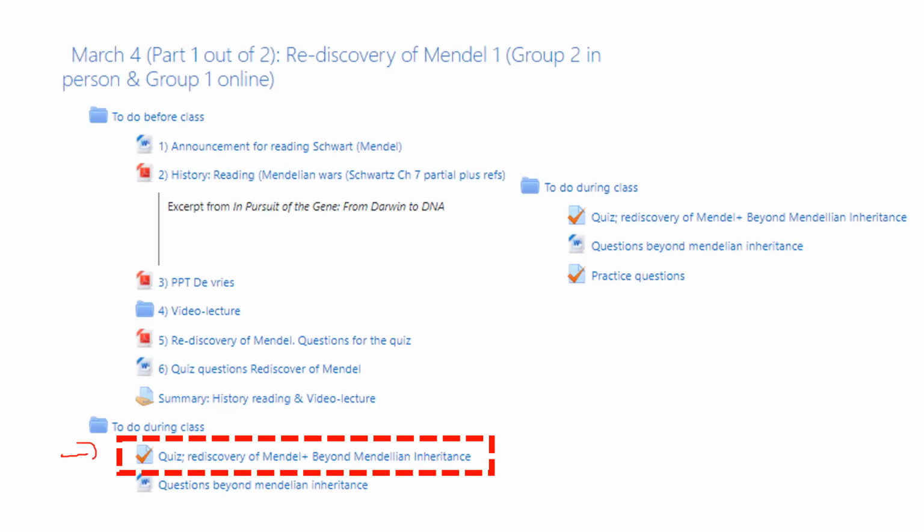And here you can take this quiz. Remember, it covered two topics: the rediscovery of Mendel and the topics beyond Mendelian inheritance. And when you're done, you can also go here and answer these practice questions.